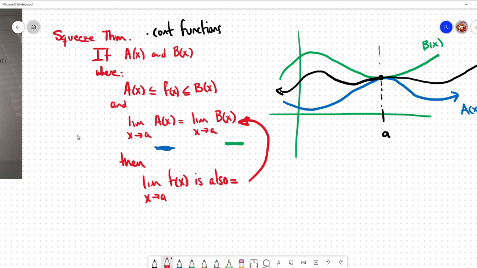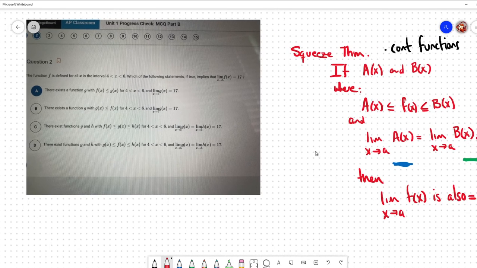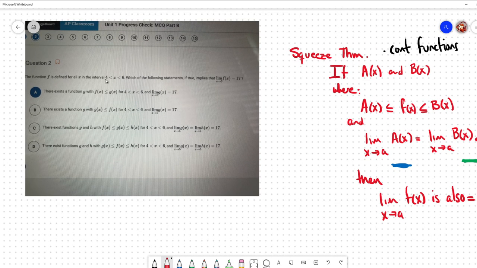So now let's go to our question. Our question says the function f is defined for all x in the interval from 4 to 6. Which of the following statements, if it's true, implies that the limit as x approaches 5 of f of x is 17? So let's go through our options. First option is there exists a function g such that f of x is less than g of x for the values between 4 and 6, and the limit of g of x as x approaches 5 is 17.